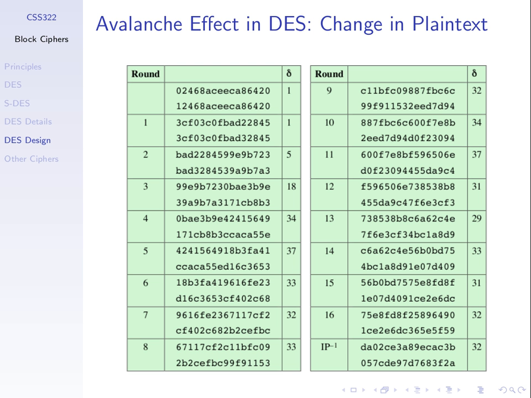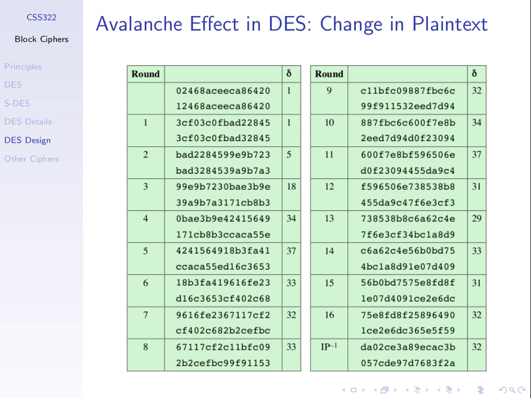1 bit differs. After round 1, still there's only 1 bit difference between the two output values. After round 2, there are 5 bits that differ. After round 3, 18 bits. Round 4, 34 bits. And we continue around 30 bits differ. Remember, our ciphertext and plaintext are 64 bits. On average, we'd like half of the bits to be different.